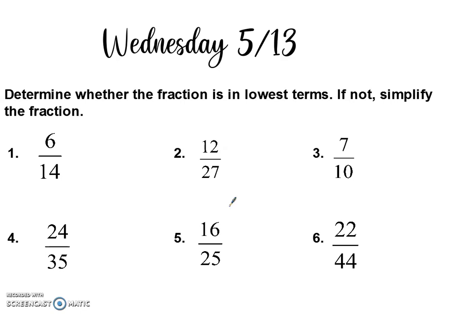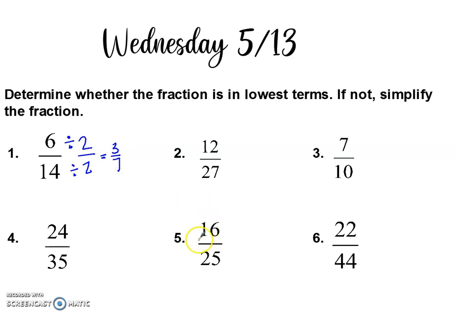Alright, let's talk about number 1. It says determine whether the fraction is in lowest terms. As I'm looking at these, I notice that 6 and 14 are both even, so I know it's not in simplest terms. I have to reduce it because they're both even. At least 2 goes into both of these. So if I divide top and bottom by 2, I'll get 3/7.